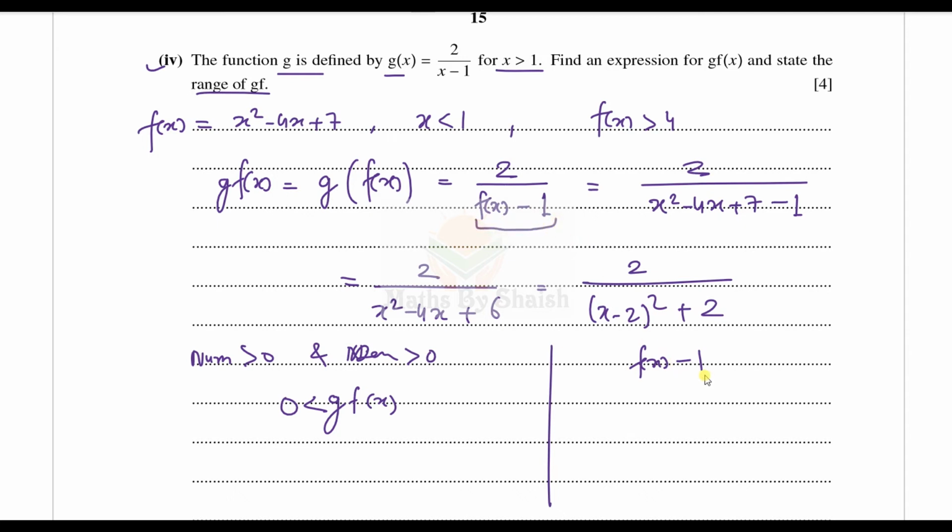So f(x) minus 1 will always be greater than 4 minus 1, that is 3, and hence 1 over (f(x) minus 1) will always be less than 1 over 3. We know that if we take the reciprocal, the inequality changes. So now 2 over (f(x) minus 1) will be less than 2 over 3, just multiplying by 2, and hence this is g. So we got the range: gf(x) will be greater than 0 and less than 2 by 3. I hope it is okay. Let's do the next question.